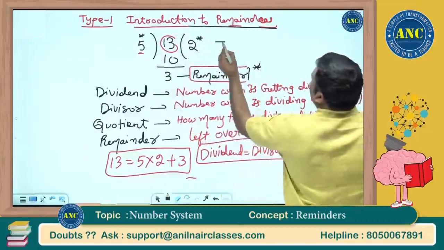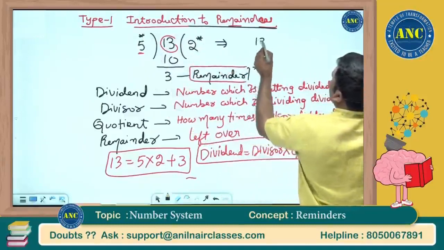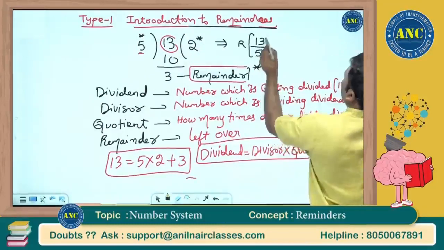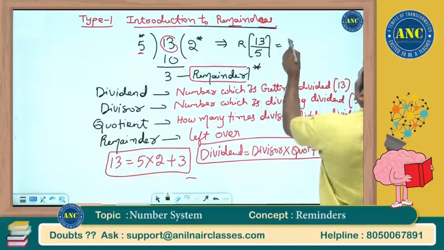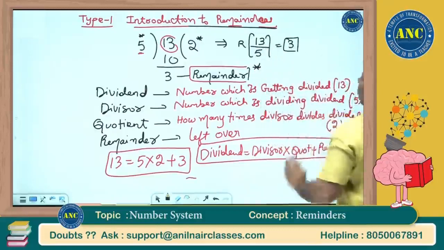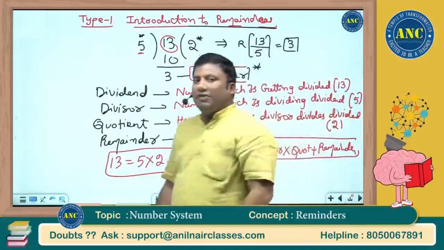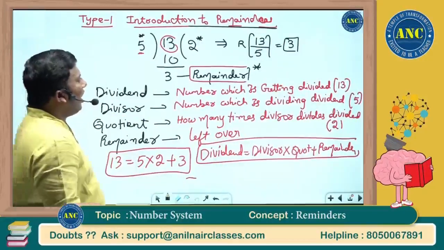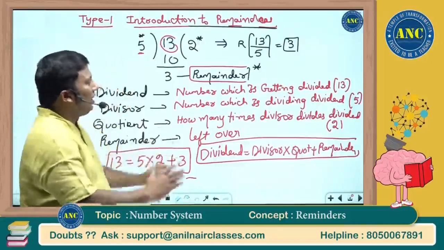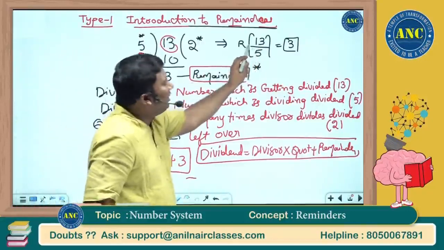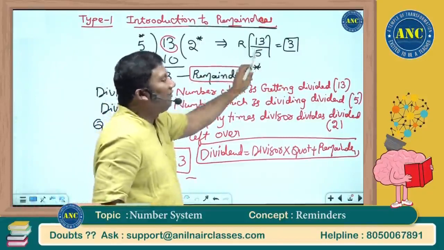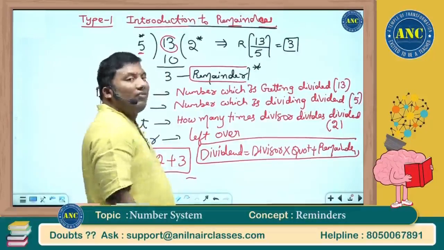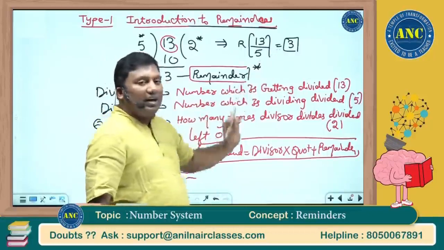This is, in mathematics, represented by 13 divided by 5. 5 2s are 10. Quotient we will not write. Remainder is nothing but 3. R is nothing but the remainder. 13 is the dividend. 5 is nothing but the divisor. 5 2s are 10. What is the positive remainder? 3. Remainder is written on the right hand side.